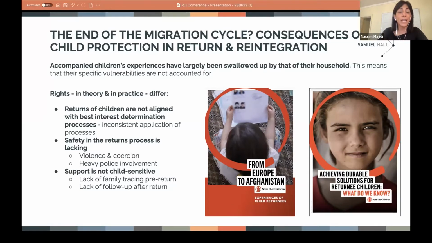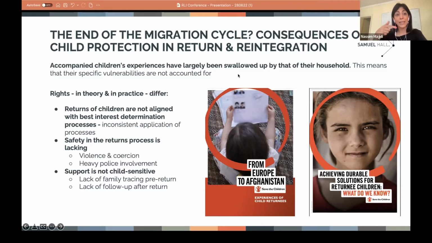So children had even less support than adults in their families or other adults in more assisted voluntary return packages. In this spectrum of interventions from policy to programs, there was very little communication with children and no assistance given to children.